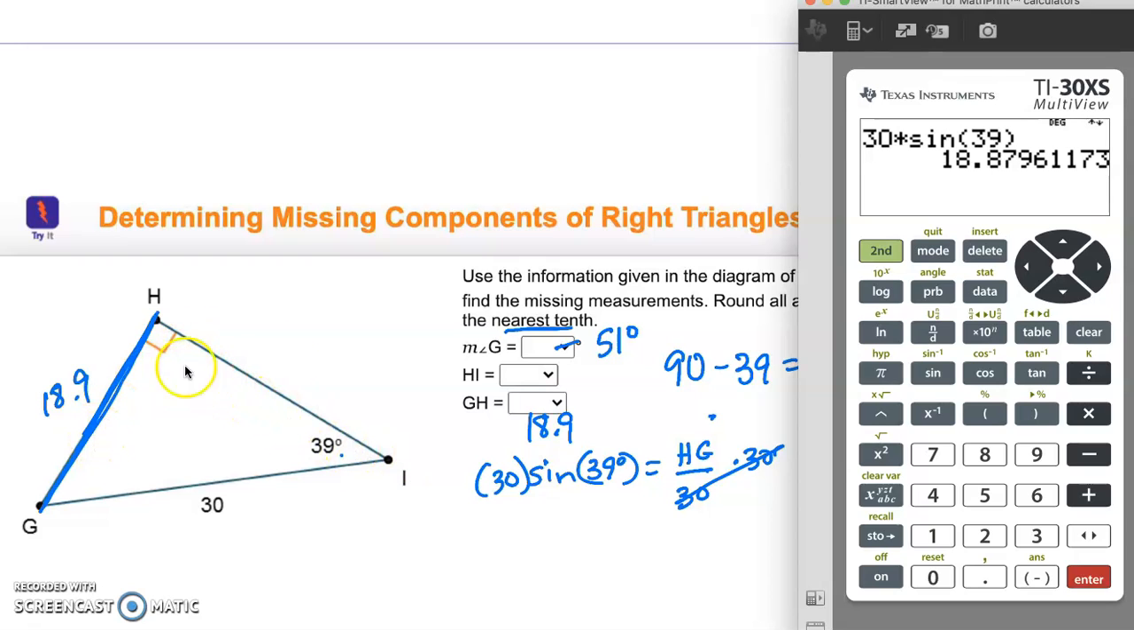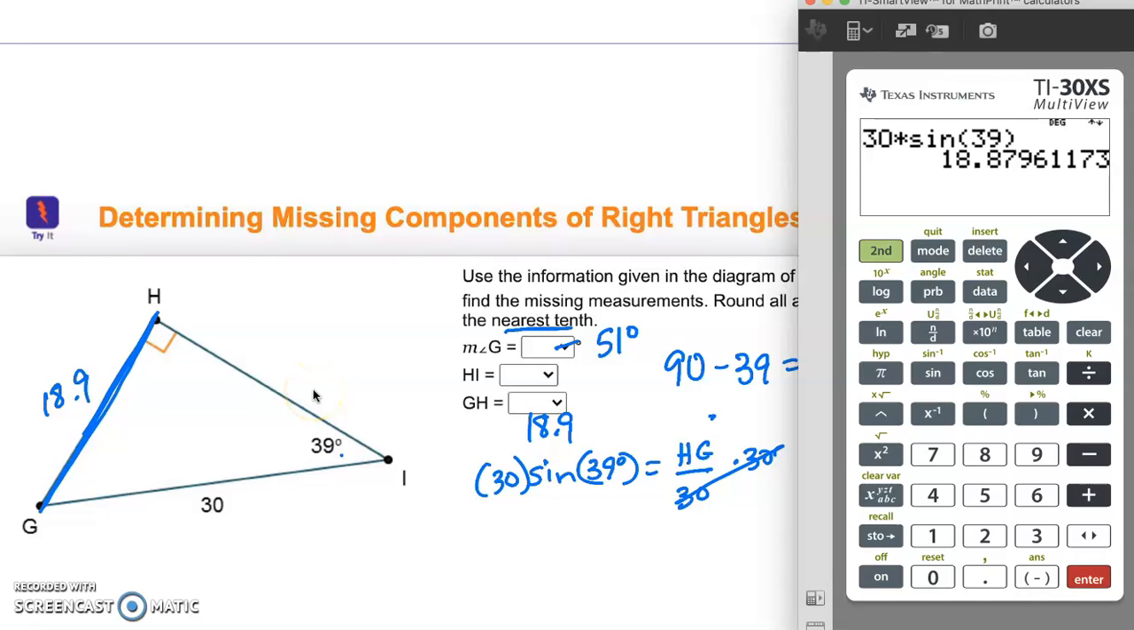Okay, now we have lots of options to find HI. We could use the Pythagorean theorem, a squared plus b squared equals c squared. We could use the cosine of 39 degrees is equal to HI over 30. We could use the sine of G, or 51 degrees, equals HI over 30. We could even use the tangent of I or G, because those are opposite and adjacent. So you have lots of options. It really doesn't matter. In this case, let's use the cosine function just because we haven't used that yet.